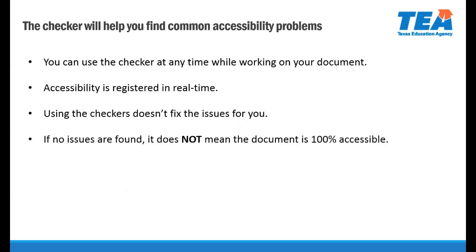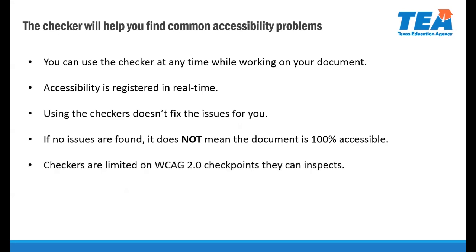If no issues are found, it does not mean your document is 100% accessible. The checker is limited on some of the WCAG checkpoints it can inspect, like distinguishing color. It's also suggested to use a checklist as a double check on accessibility.